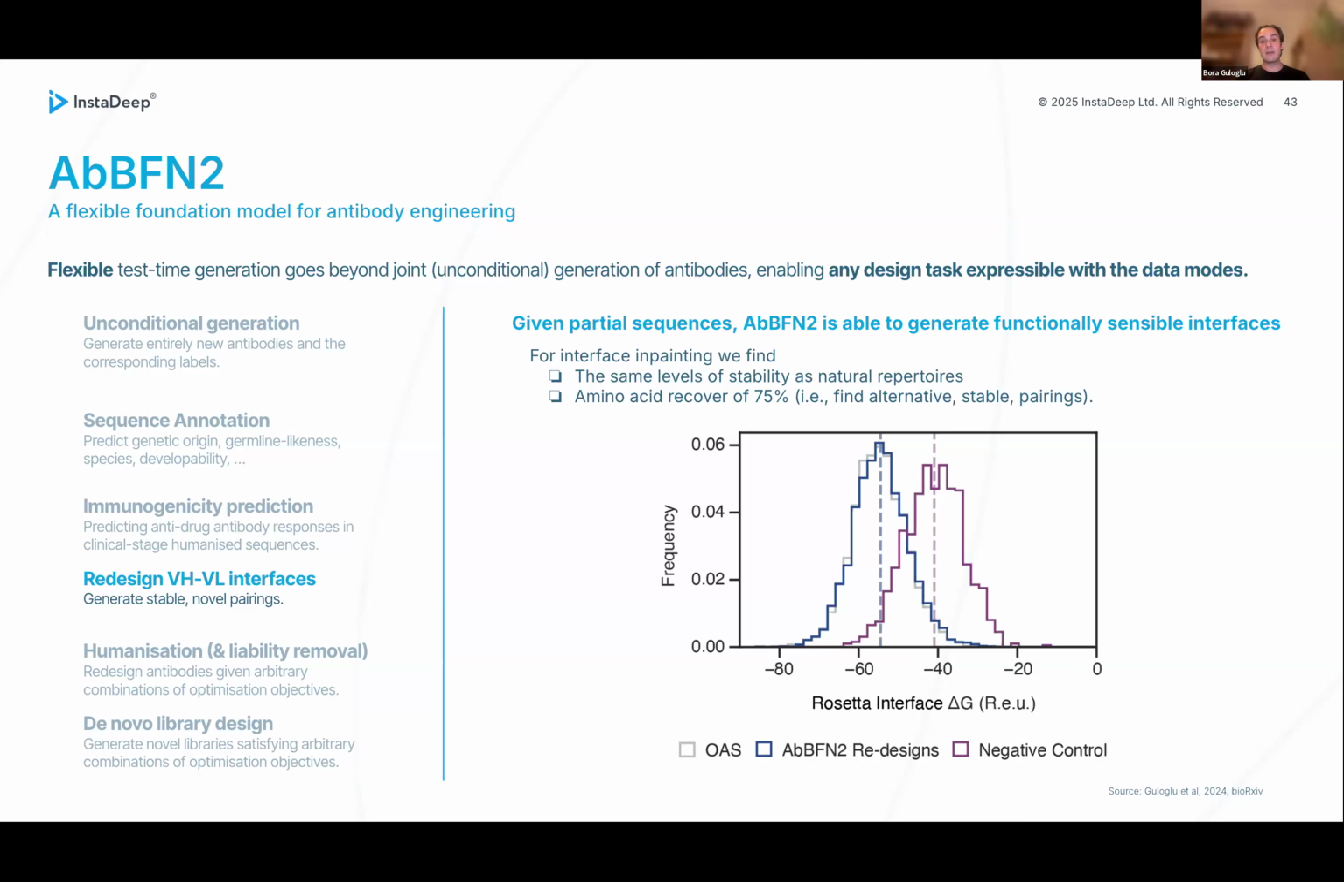The interesting point here is that amino acid recovery is only at 75%, right? So we're not predicting the exact same interface each time as the input antibody. But in terms of the energetics between those two halves, the distribution is virtually the same as the holdout distribution, right? So the background distribution is still there. Functionally, these sequence recovery tasks are very meaningful. We also have a negative control there, where a VHH is paired with a light chain.